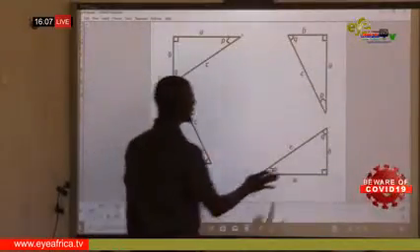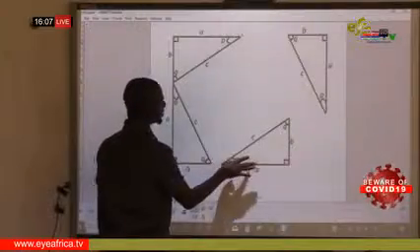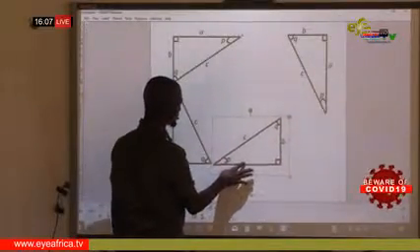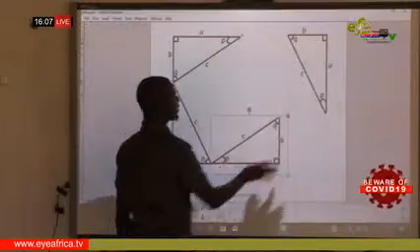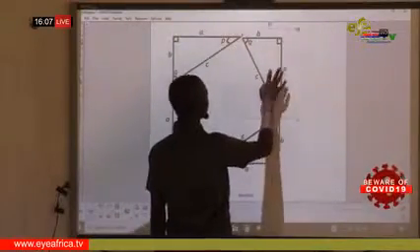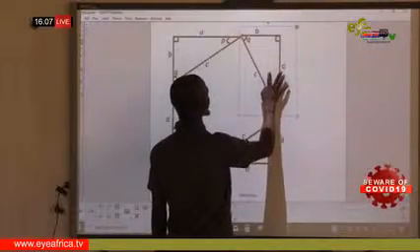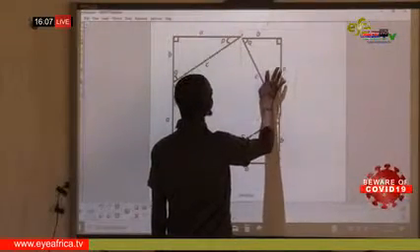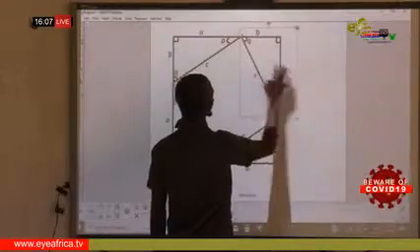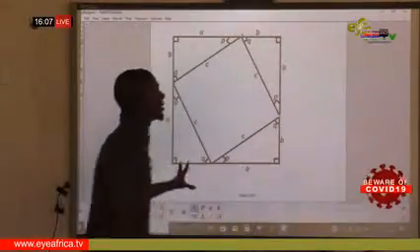I know most of you already know the Pythagoras theorem: the square of the hypotenuse is equal to the sum of the squares of the other 2 sides. That is what I want to prove for you here, using these triangles and putting them in the form of a square. All right, this is a square form.